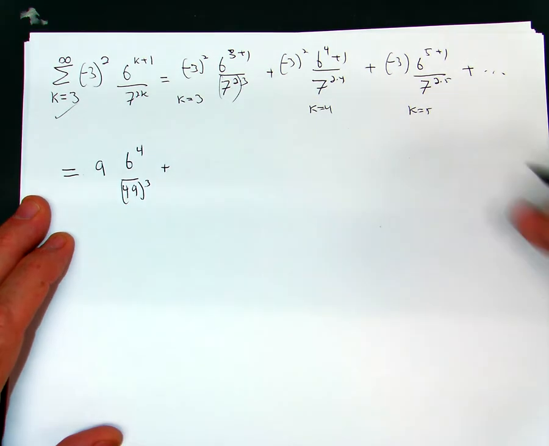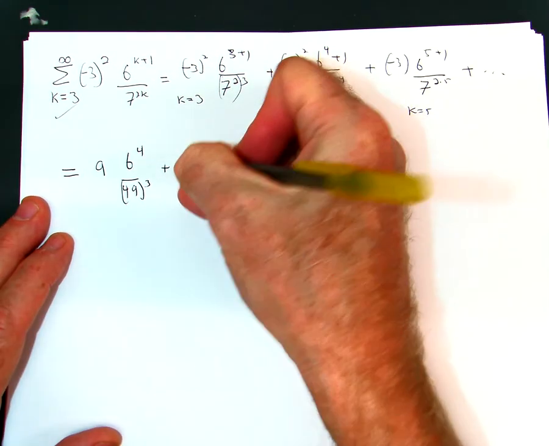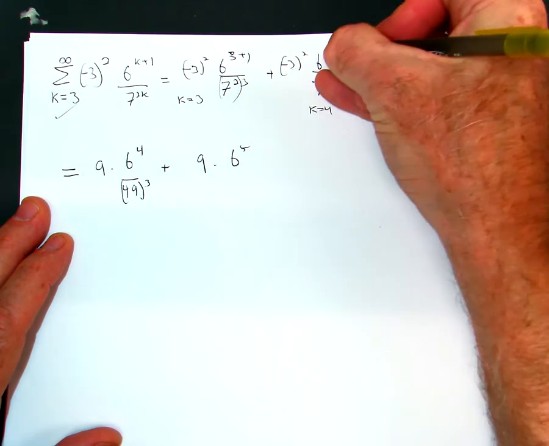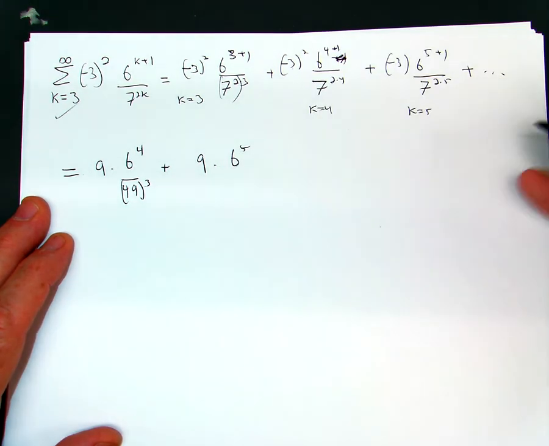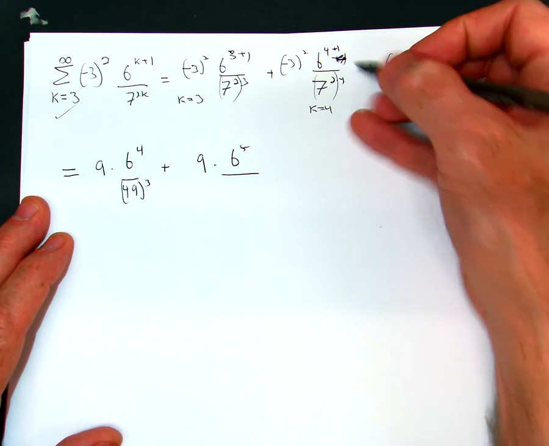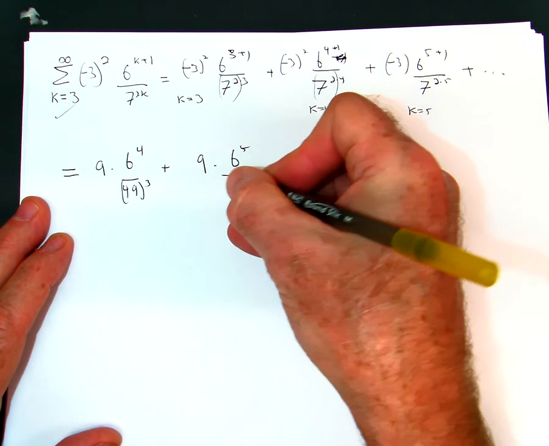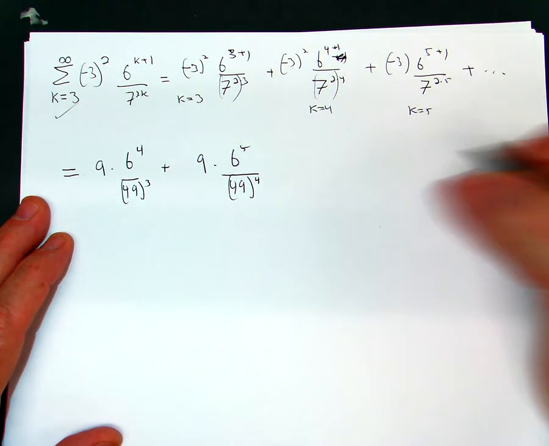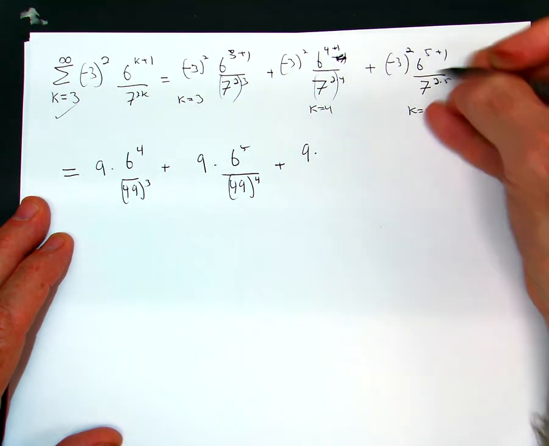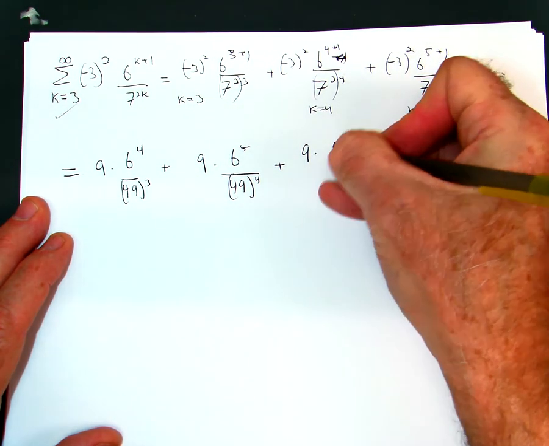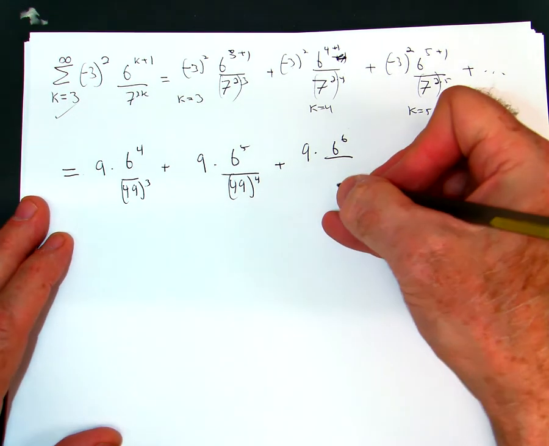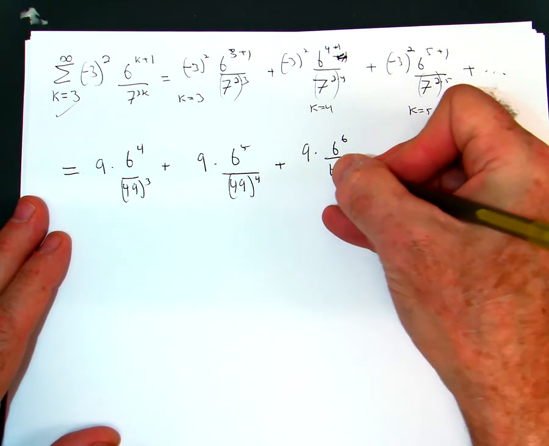Okay. Then I get a 9 here. That's always going to happen. And then I get 6 to the 5th. Remember that's a plus 1 up here. And then on the bottom, I'm going to get 7 squared to the 4th, so I'm going to get 49 to the 4th. And then the last one, 9 again, I forgot the square, 6 to the 6th. And I get 7 squared to the 5th, so I get 49 to the 5th.